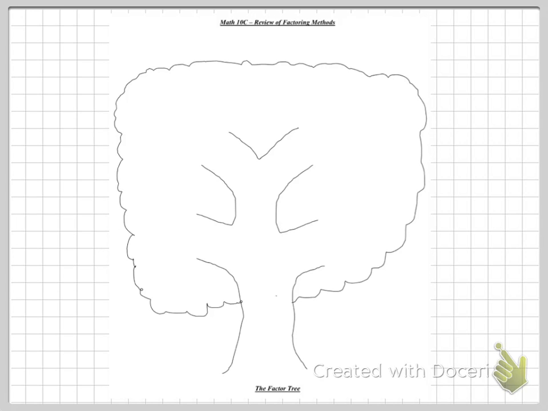In Math 10C today, we're going to look at reviewing some factoring methods and introducing some new ones, and this is my factor tree. What we're going to do today is look at factoring. Factoring is a process of breaking down a polynomial into its simplest parts. What does that mean? Well, sometimes it means different things. The first thing it always means is that you have to remove the greatest common factor from the polynomial.